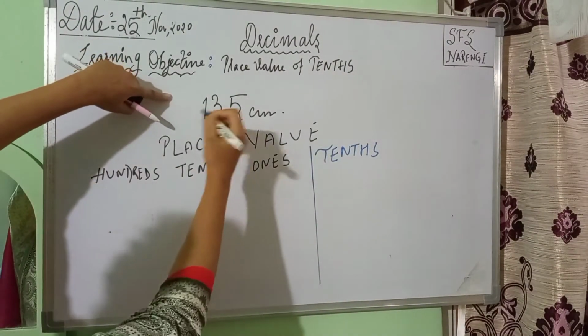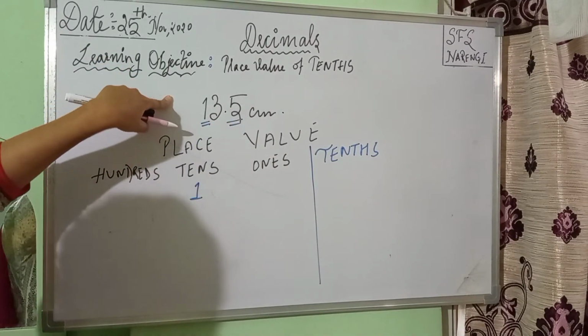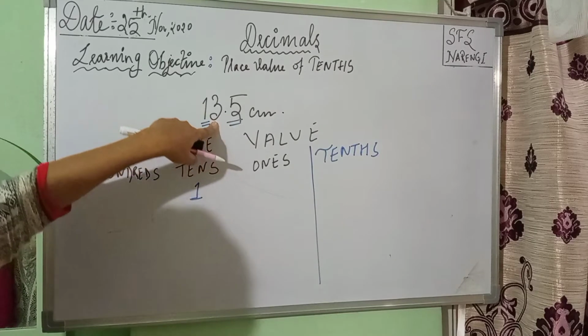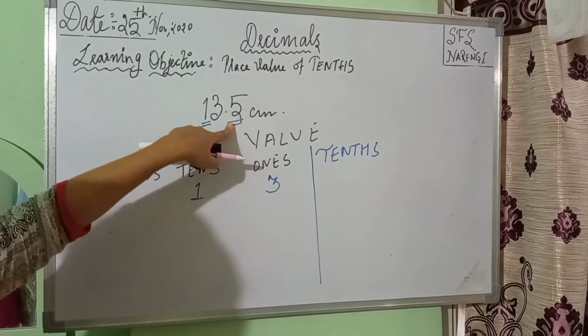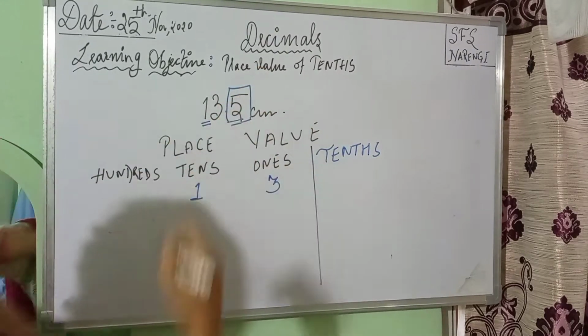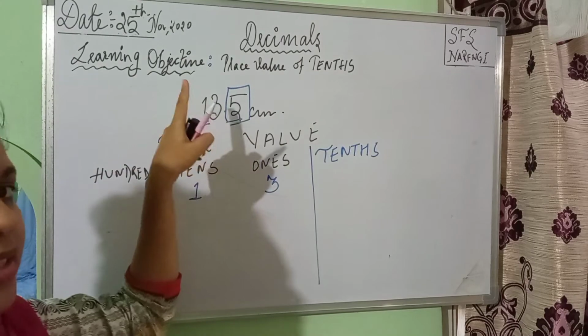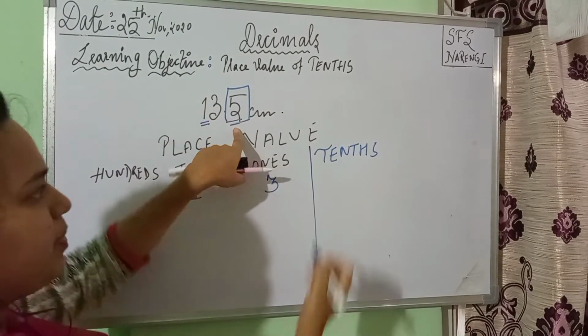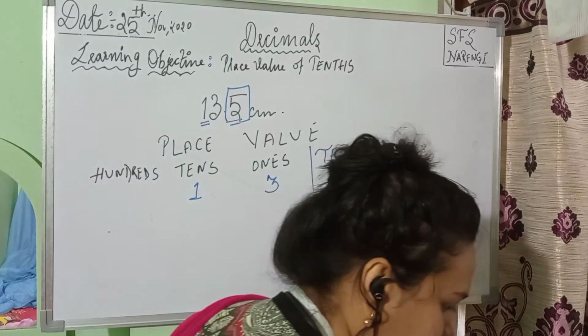Now see children, in 13.5, 1 is in the tens place, right? In the ones place, we have 3. And the tenths place is your 0.5. Everything, the next digit after the decimal point is your tenths place. So the tenths place is 5.